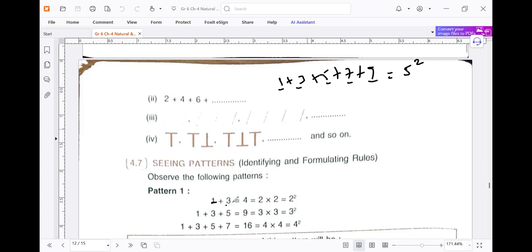So you have 1 and 3. The total is 4, which is 2 square. When you say 1, 3, 5, it is 9, which is 3 square. You have 1, 3, 5, 7, which is 16, which is 4 square. So how many terms are there?